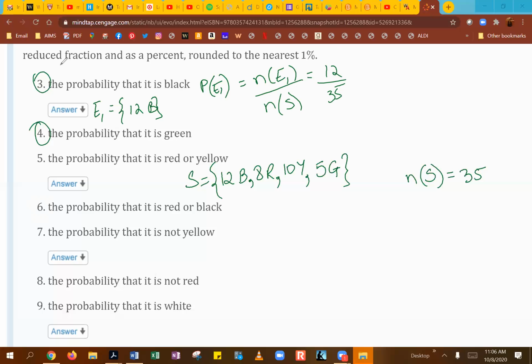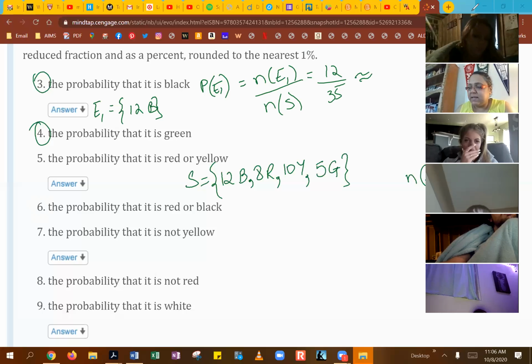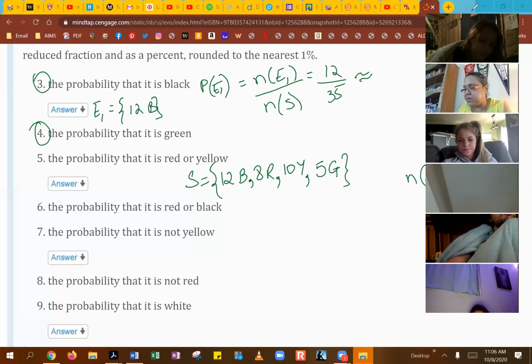Now, if they ask you for a fraction, then this would be your answer. If they ask you for a percent, and you can see they're saying round it to the nearest 1%, what do you think as a percent? Rounded to the nearest 1%, what do you think this answer will come out to be? And make sure you're giving the correct rounding.